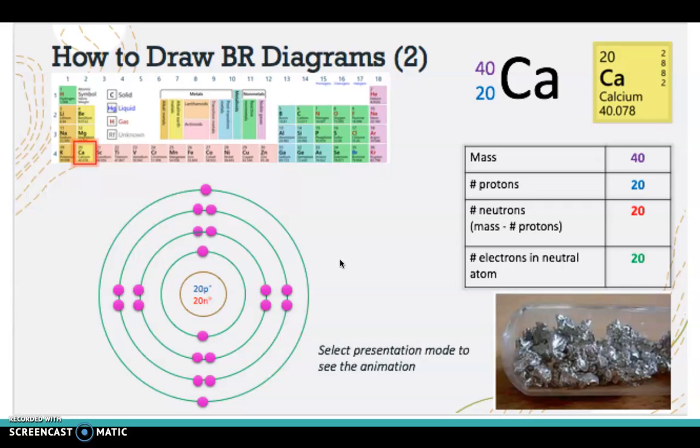So here's another example with calcium. You can see again the atomic mass is 40, and if we were to subtract 20 from it, that means we would have 20 neutrons. So then in the center of the nucleus, you're going to put 20 protons and 20 neutrons. If this atom here is neutral and we have 20 protons, how many electrons should you have? So hopefully you guys thought of 20 electrons.